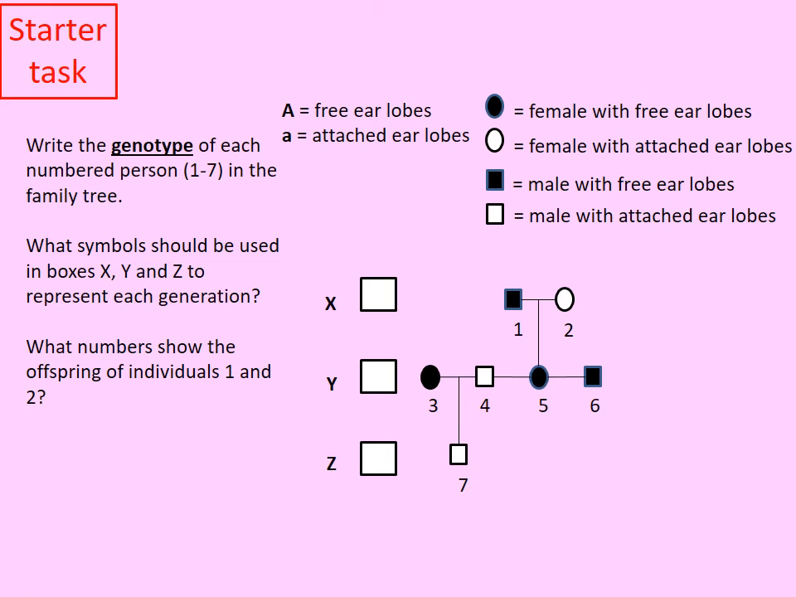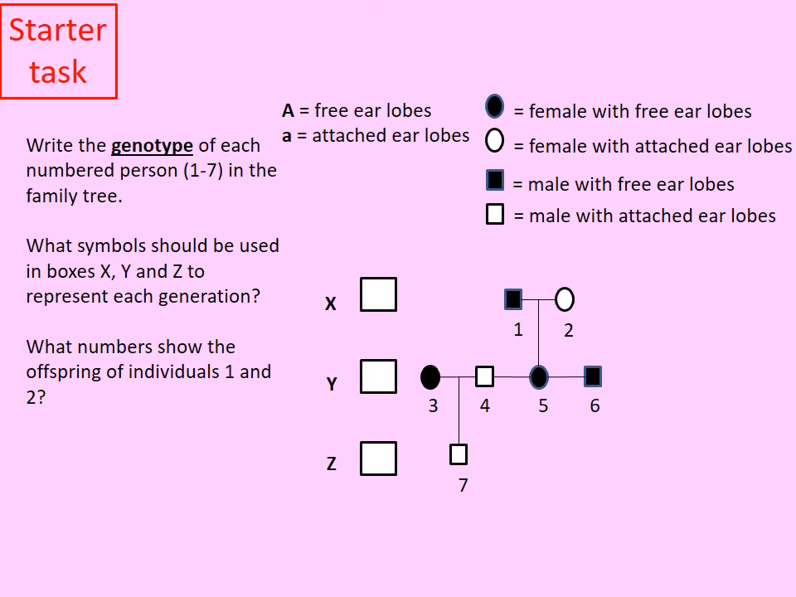So this is the next slide. Again, just pause it and I'll quickly talk through how you'd work out the genotypes of each of the individuals. And then there are two other questions. What symbols would you put in these other boxes, X, Y, and Z? And then what numbers show the offspring of individuals 1 and 2? Just another wee question. So maybe pause this, have a little go at it, and then check your answers in a wee second.